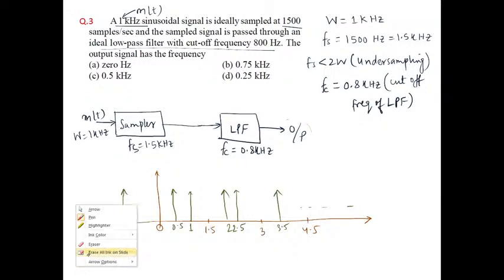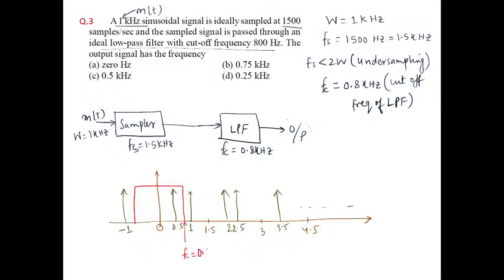Now, the filter applied has a cutoff frequency of 800 Hz, or its FC is 0.8 kilohertz. Now, if 0.5 is present here, then another minus 0.5 will also be present here. Now, what is the frequency component which will be available at the output? This low pass filter will suppress all these frequency components, so they won't be available at the output. The only frequency component which is available at the output is 0.5 kilohertz.